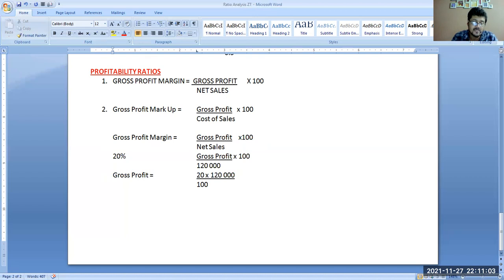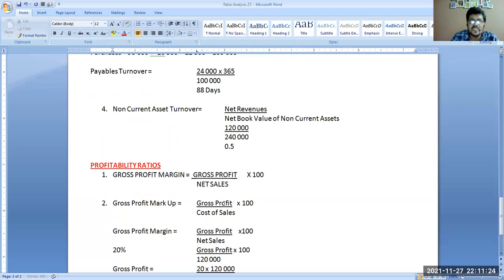This is my calculator: 20 multiplied by 120,000 divided by 100. The answer is 24,000. 24,000 is the amount of gross profit. Sometimes we need to change the equation of the formula to find something else in the formula. So this is how we calculate. This is gross profit margin as required in the question.